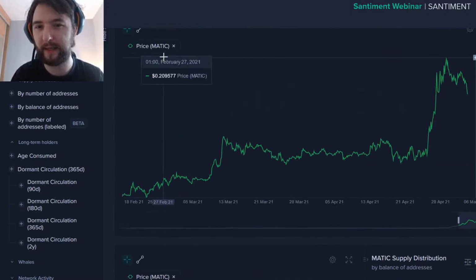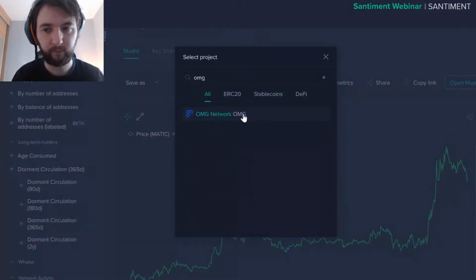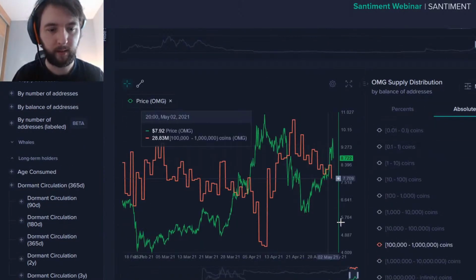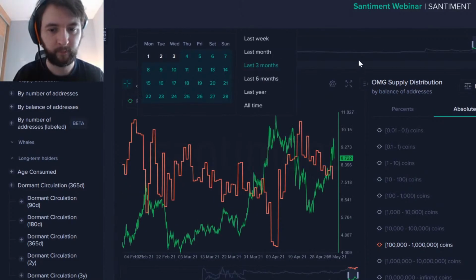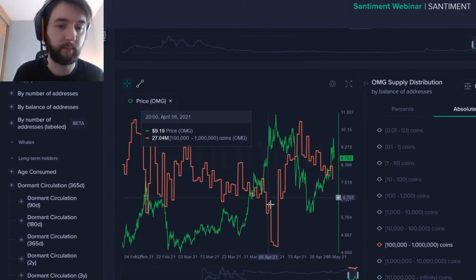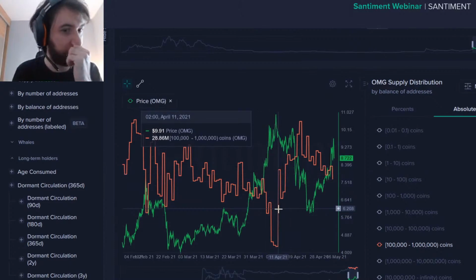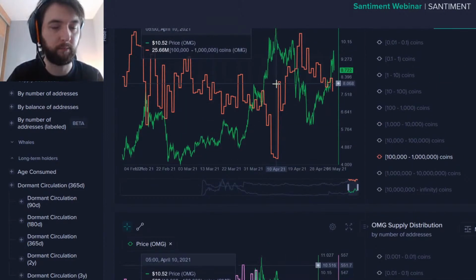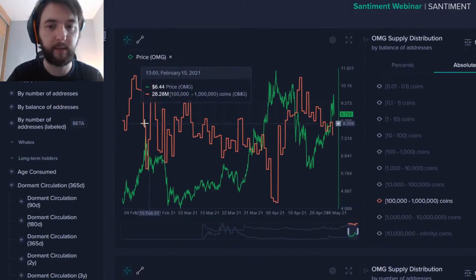And then maybe one other example. Let's look at OMG. Let's look at the last 3 months. The reason why I used OMG here is because there was a period of major decline in the holdings of large addresses for OMG as it started to hit an all-time high on April 10th. And then we saw another massive decline in the holdings of whale addresses right around the February 14th top as well.